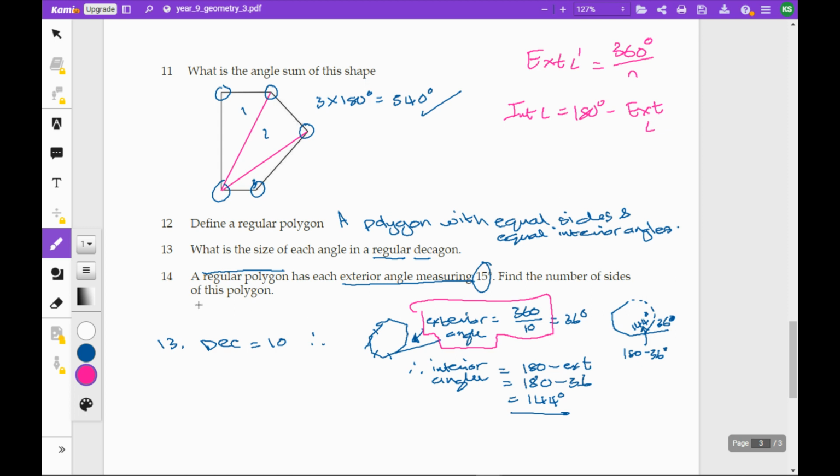All right, so if I use that formula here for question 14, 360 divided by n equals the exterior angle, which is 15. Then I can just swap these two around, so 360 divided by 15 is going to equal the number of sides. 360 divided by 15 is 24. So therefore n will equal 24. So the number of sides for this would be 24.